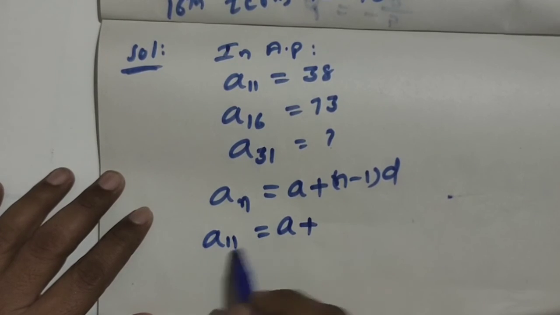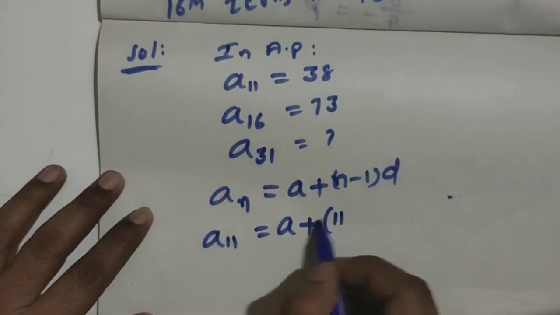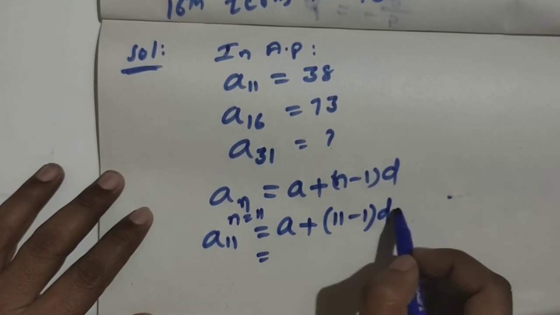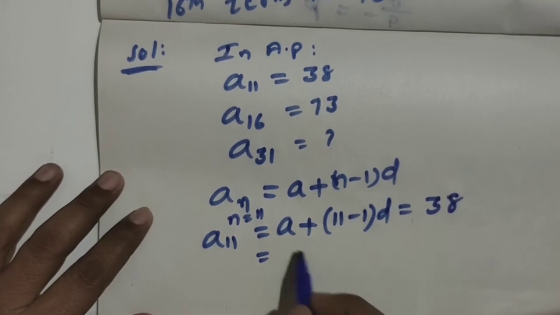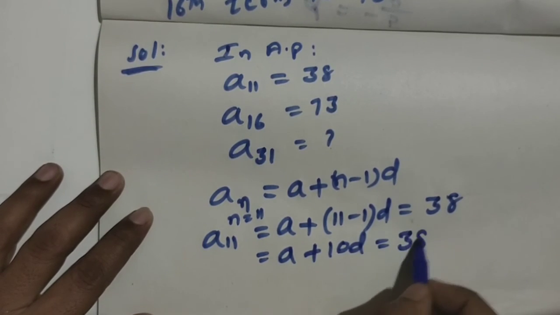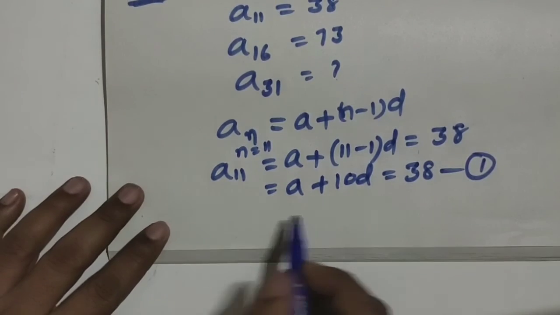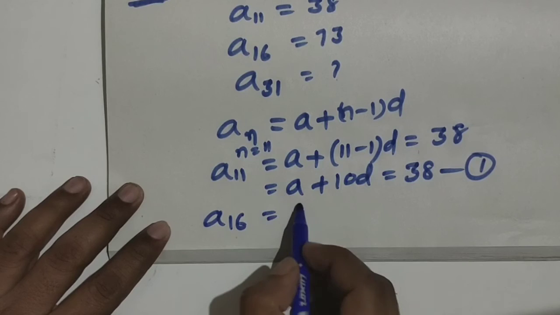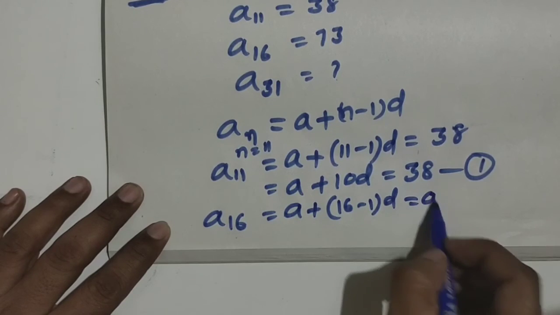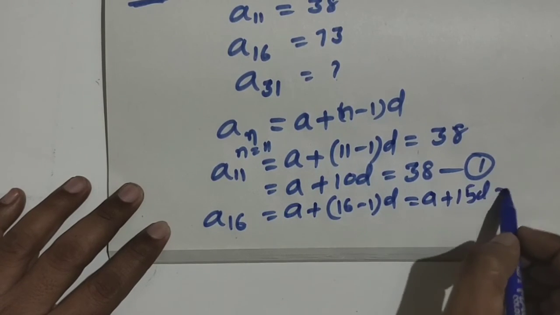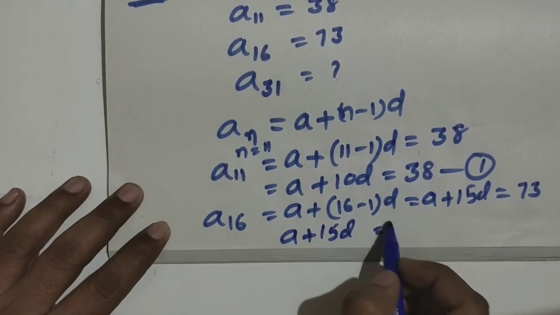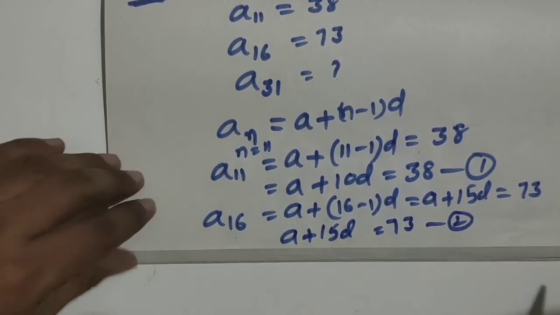Okay, follow the rule. a plus, substitute n is equal to 11 in this, 11 minus 1 into d. So a11 is equal to 38, it is given. Now a plus 11 minus 1, 10d is equal to 38. So equation 1. And the next, a16, a plus 16 minus 1 into d, that is a plus 15d is equal to 73, as given. So equation 2. Now solve 1 and 2.